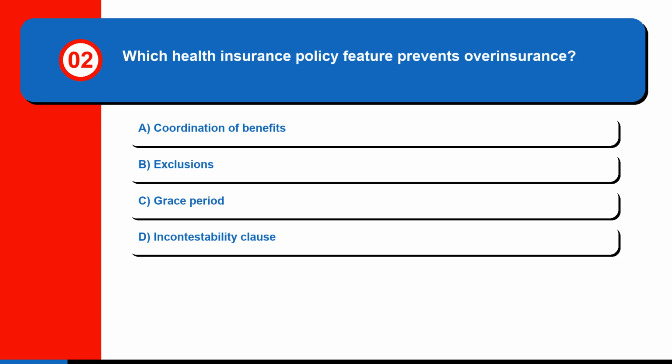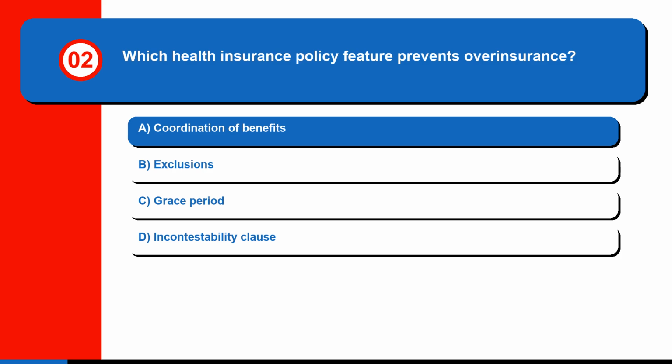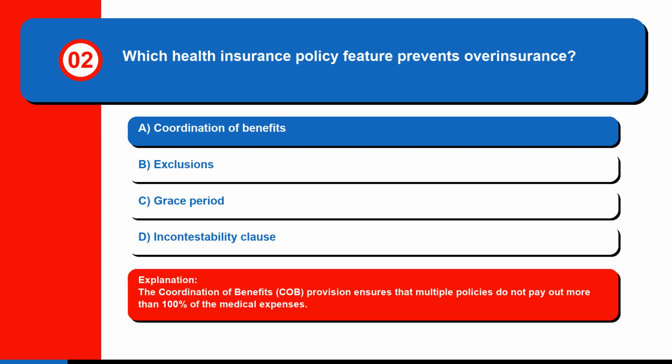Question 2. Which health insurance policy feature prevents overinsurance? A. Coordination of benefits. B. Exclusions. C. Grace period. Or D. Incontestability clause. The correct answer is A. Coordination of benefits. The coordination of benefits (COB) provision ensures that multiple policies do not pay out more than 100% of the medical expenses.